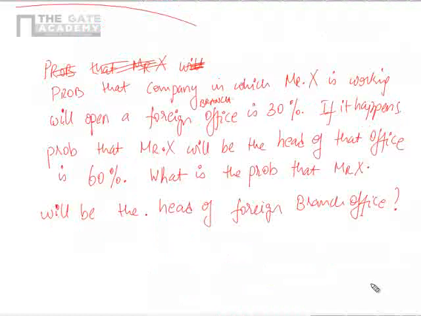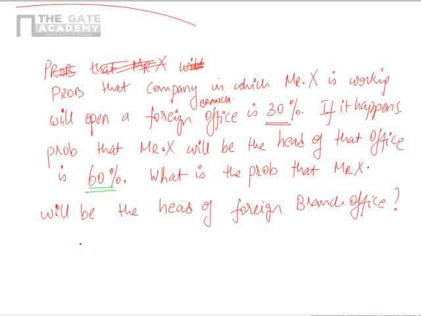Okay, so this is our next question. Probability that the company in which Mr. X is working will open a foreign branch office is 30%. If it happens, probability that Mr. X will be the head of that office is 60%. What is the probability that Mr. X will be the head of foreign branch office?